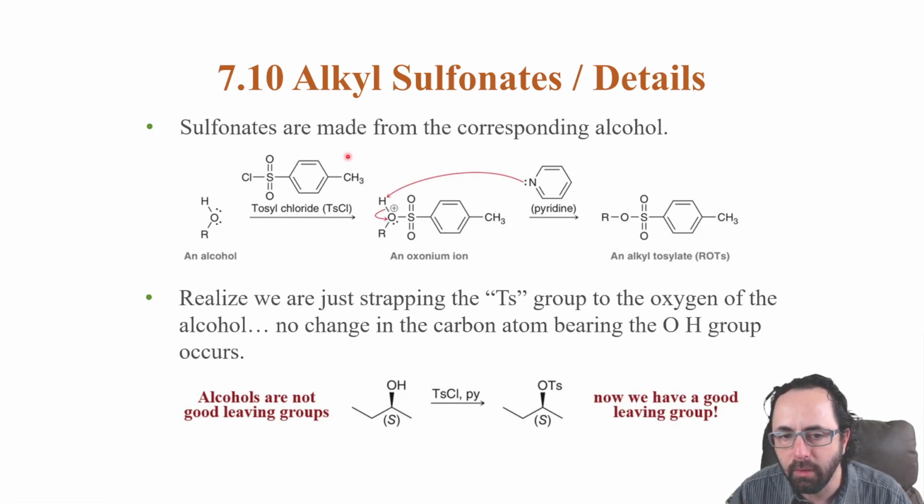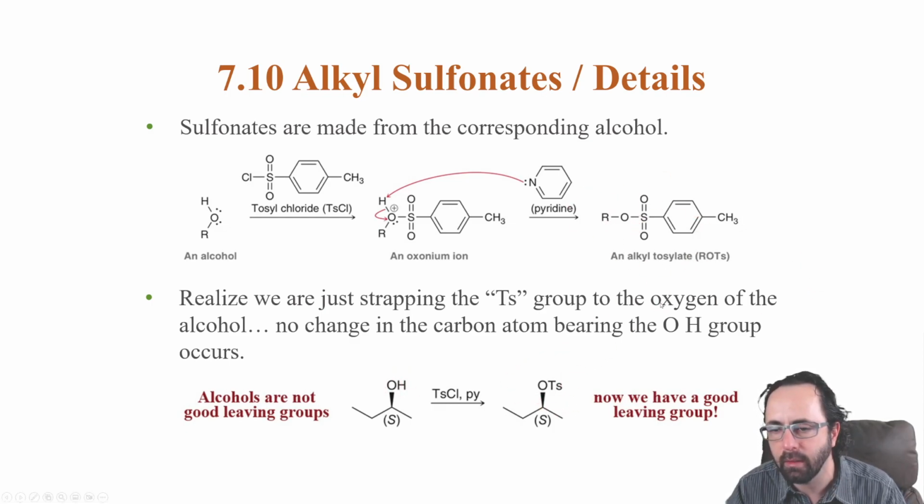And that leaving group we often use is referred to as tosyl chloride. And we simply react an alcohol with tosyl chloride in the presence of pyridine, and we will replace the OH group here with the tosylate group. And that tosylate group is an excellent leaving group. It will stabilize a negative charge very well.